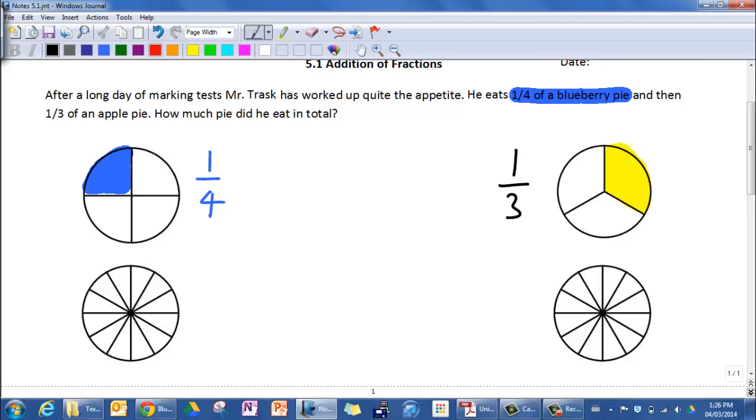So when dealing with fractions, you should remember from previous years, we have special names for the top and the bottom of our fractions. The bottom of the fraction is something called the denominator, and the top of our fraction is called the numerator.